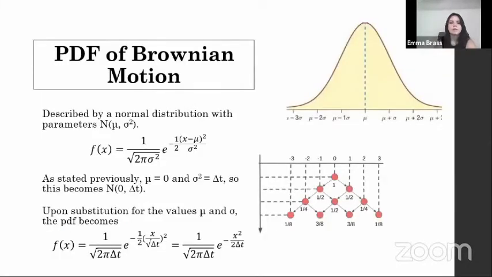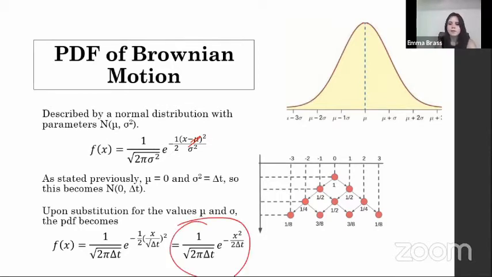All right, and now let's talk about the probability density function, or PDF, of Brownian motion. As we stated before, it's described by a normal distribution with parameters mu and sigma squared. This is the normal formula for a normal distribution. Since we already said that the expectation is going to be 0, this term on top is going to cancel out. And we know that sigma squared is delta t, so this becomes the normal with parameters 0 and delta t. If you just plug those into the equation, this is what you end up with right here.